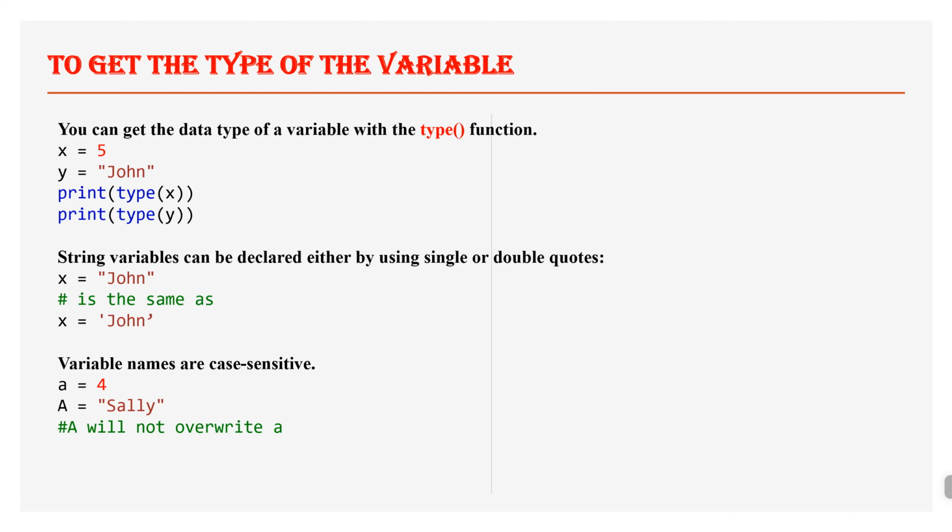Now here one more point to note. Always I give double quotes for a string. You can give single quotes also for a string. And one more important point is that variable names are case sensitive. Small a is different from capital A. Capital A is a separate variable, small a is a separate variable.